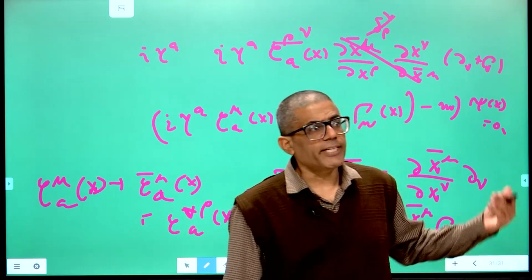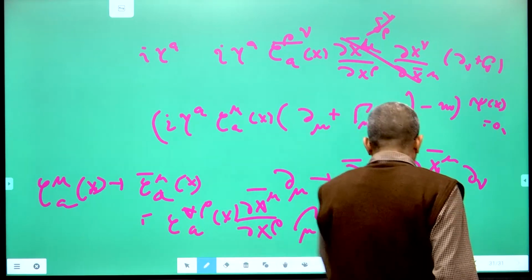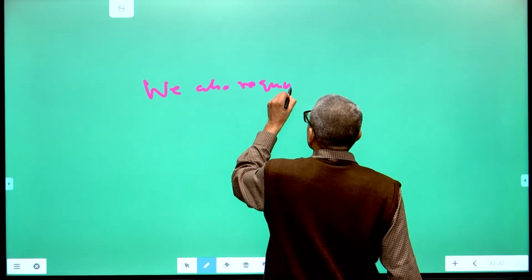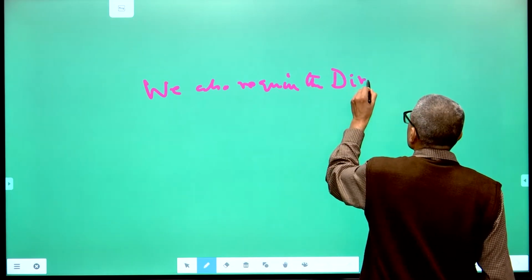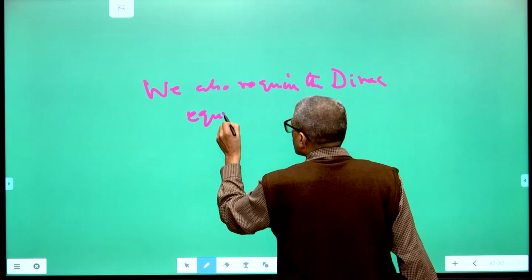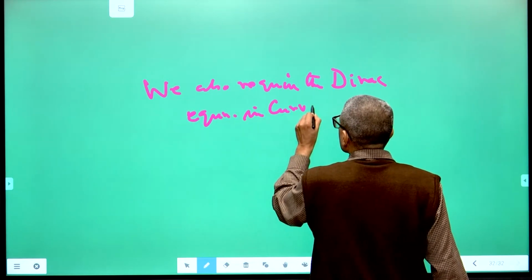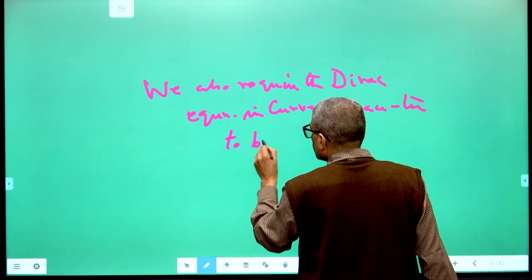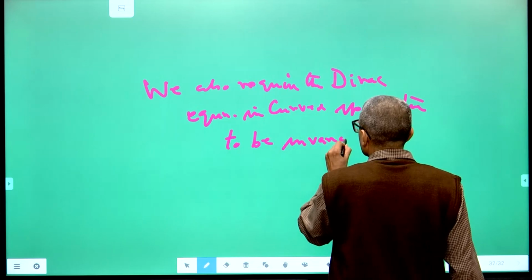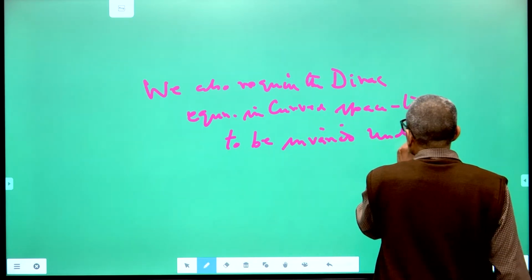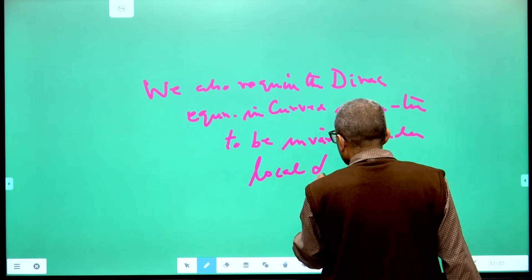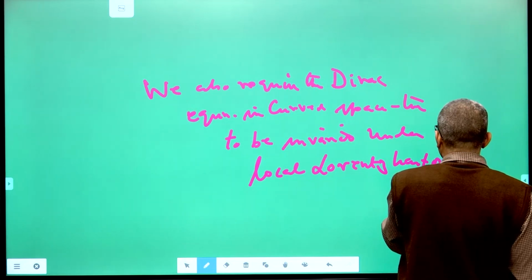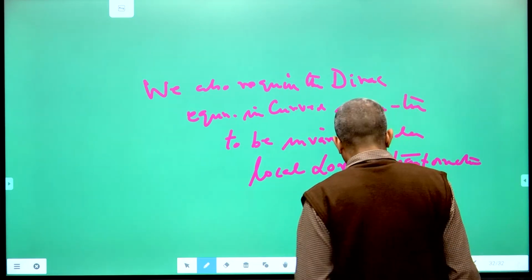But you also want this Dirac equation in curved spacetime to be invariant under local Lorentz transformations. How do you ensure that? So we also require the Dirac equation in curved spacetime to be invariant under local Lorentz transformations. This also I require.